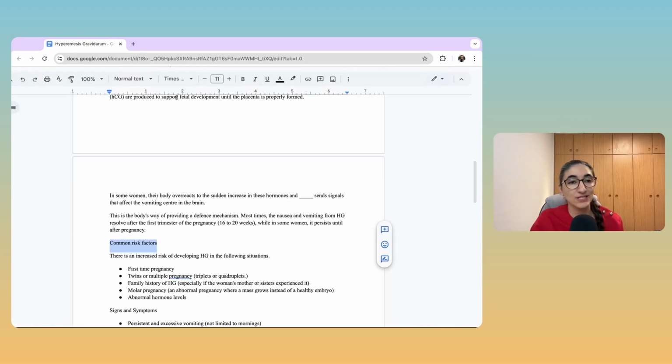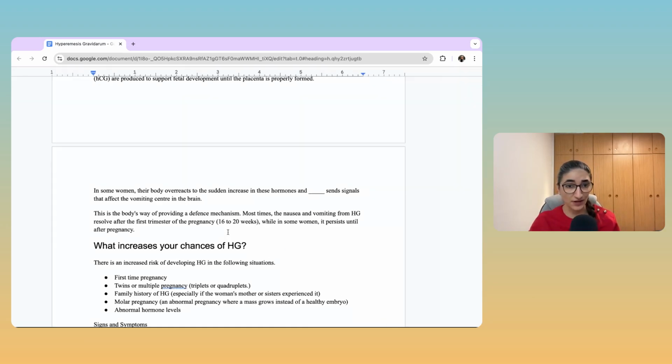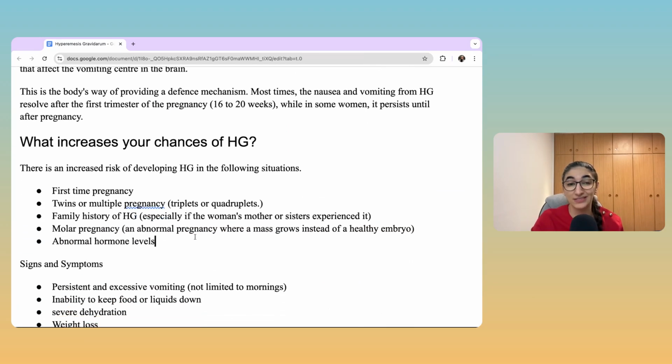So common risk factors, again, I would make that a heading. So what increases your chances of HG rather than risk factors? Because I think risk factors is a very kind of technical term and a lot of people don't understand what a risk factor is. So there is an increased risk of developing HG in the following situations. Easy to change that to chance.